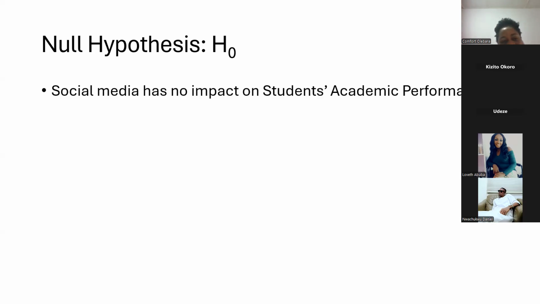If you chose to present a null hypothesis and eventually find out that it has impact, you now say we reject our null hypothesis and accept its alternative, which states that social media has impact, because we found that social media has positive impact or we found that social media has negative impact. So both positive and negative are of the alternative hypothesis, while the null hypothesis says no impact at all.